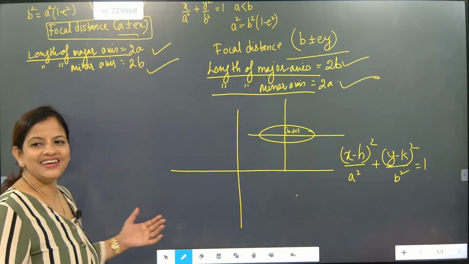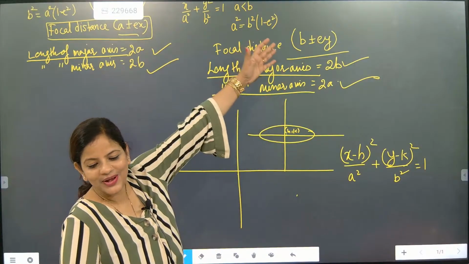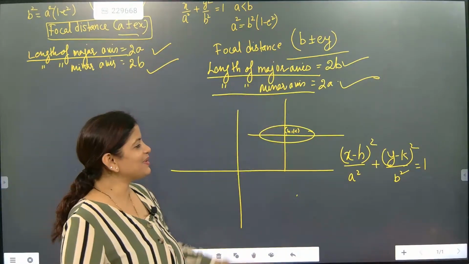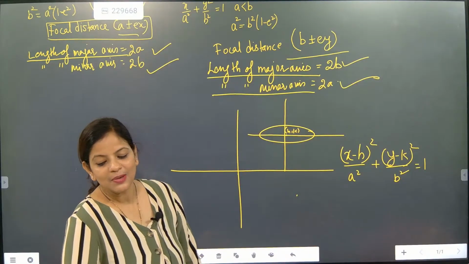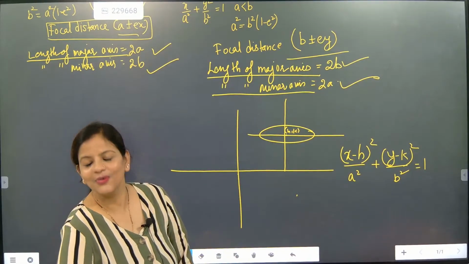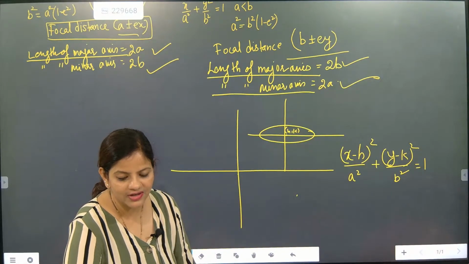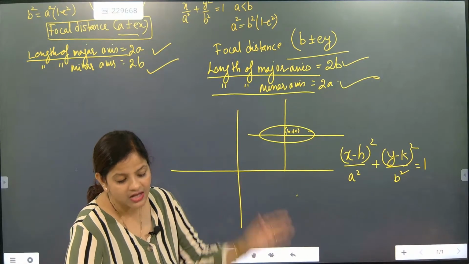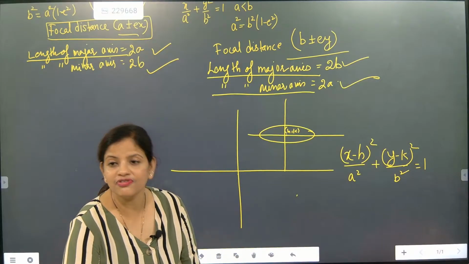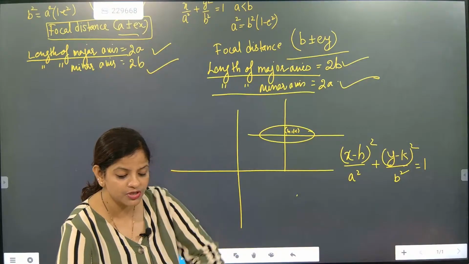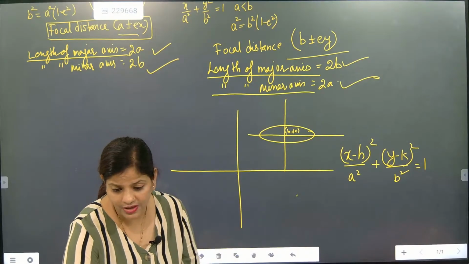So this is exactly when the shift is there. When the ellipse is going away from the origin, the center will shift. So (x minus h) whole square by a square plus (y minus k) whole square by b square equal to 1. This is exactly indicating the shift. So we have learned all the important sections of the ellipse. These are the most important sections of the ellipse. So ellipse eccentricity is less than 1.